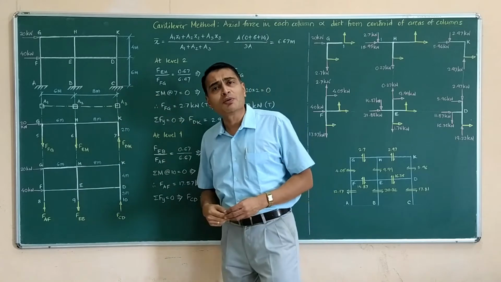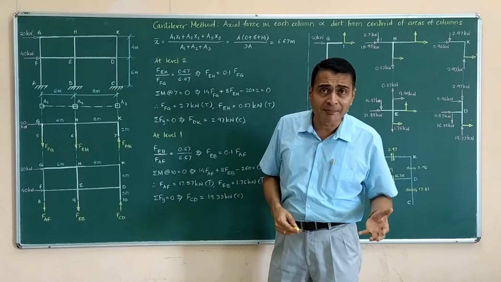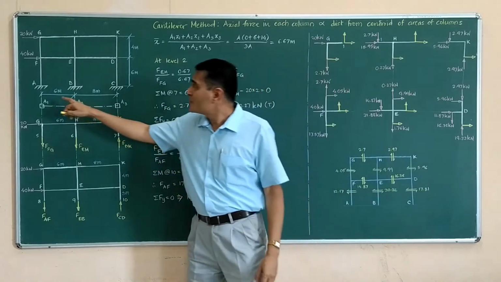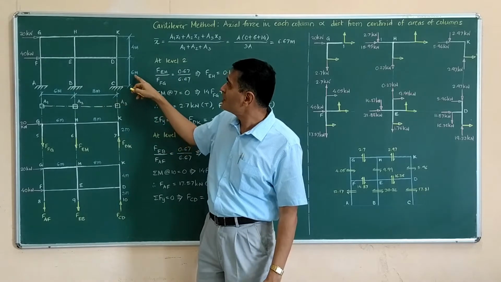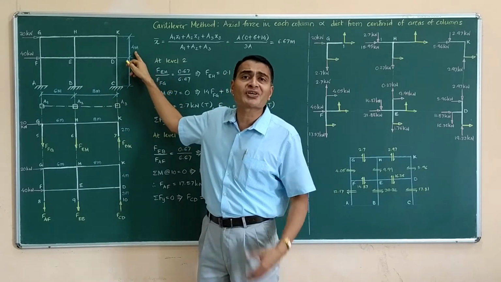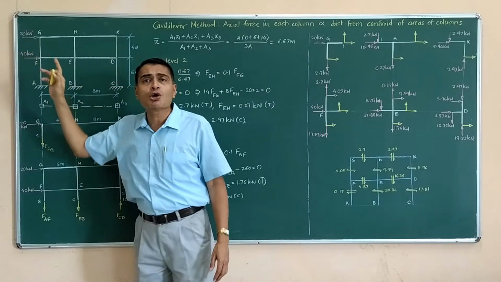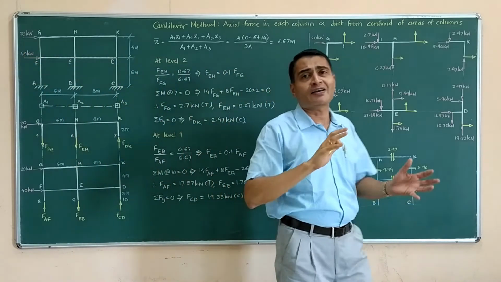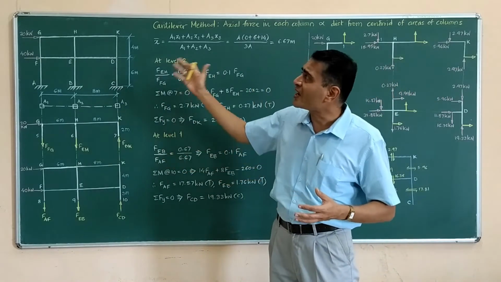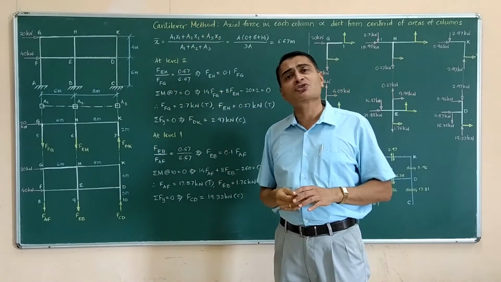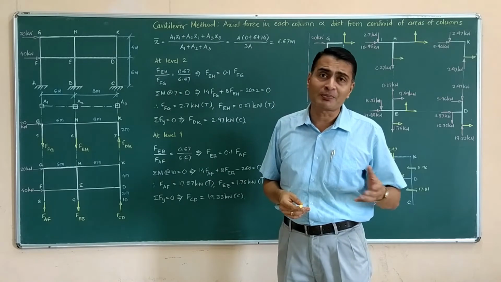So, here is our multi-span, multi-storey frame. 6 meters and 8 meters are the horizontal spans. 6 meters and 4 meters are the heights, and we have 20 kilonewton and 40 kilonewton rightwards forces acting at points F and G. We are supposed to analyze this frame using the cantilever method.